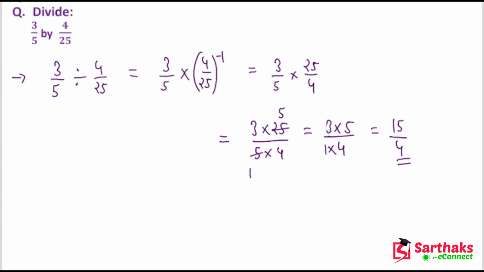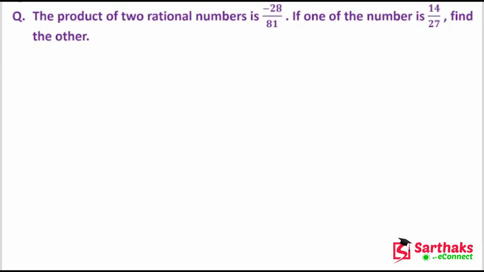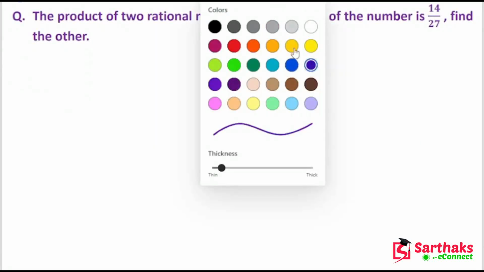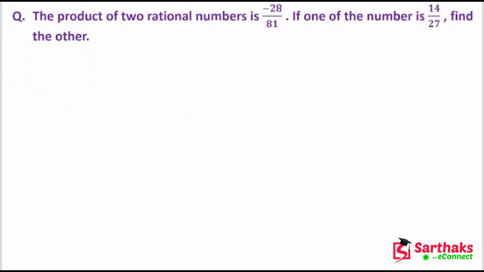Now let us take another question which involves a statement. The question says that the product of two rational numbers is minus 28 upon 81. If one of the numbers is 14 upon 27, find the other number. Let the other number be x.